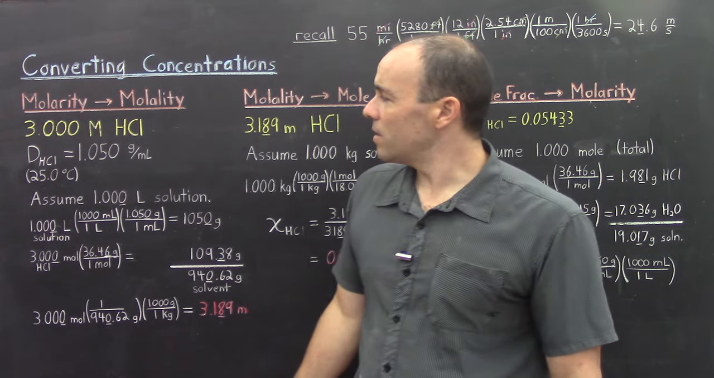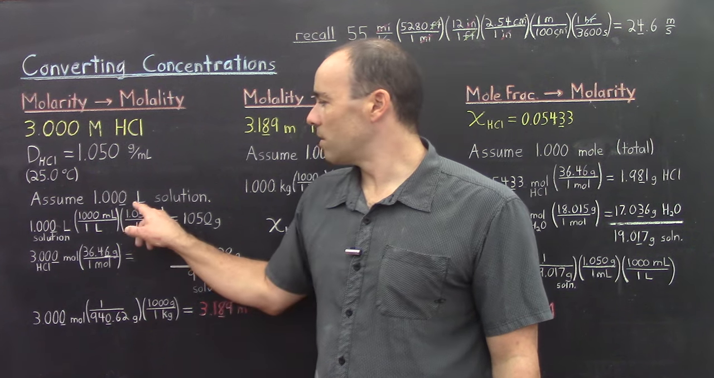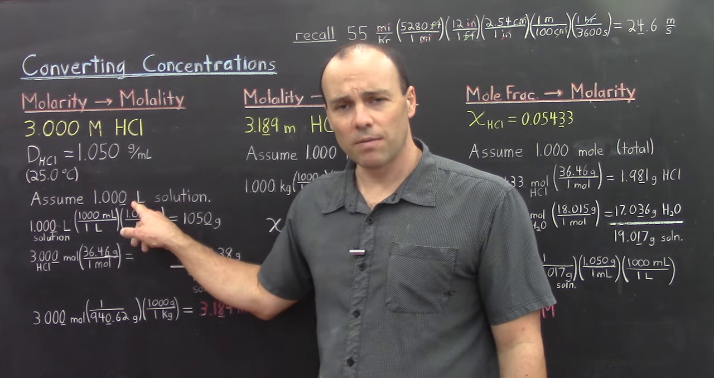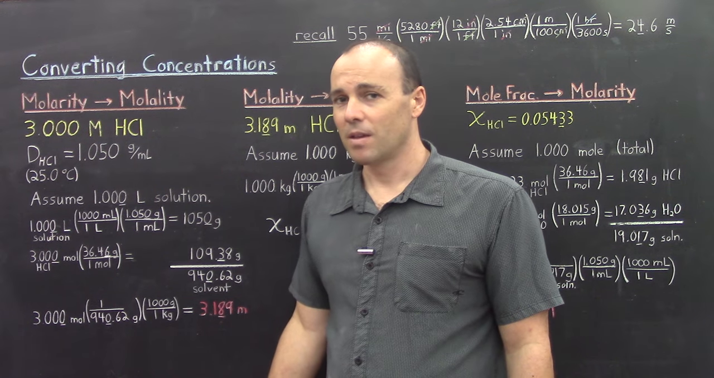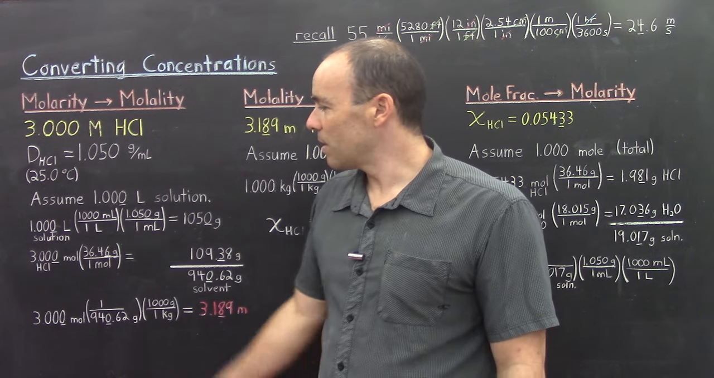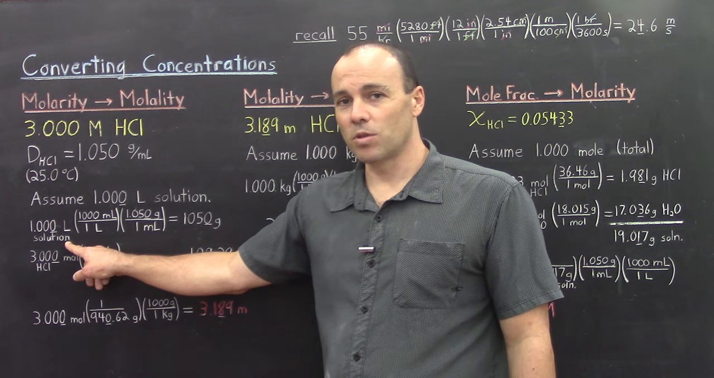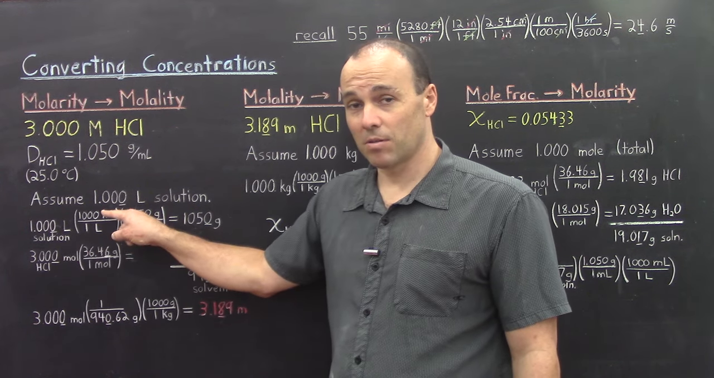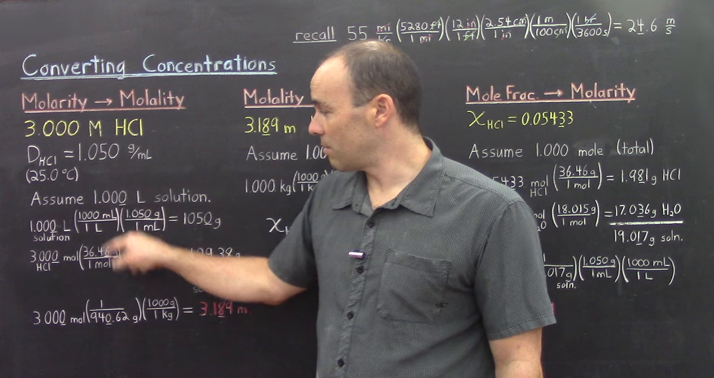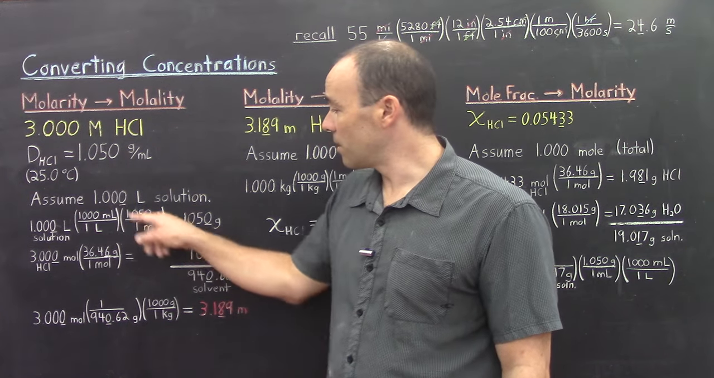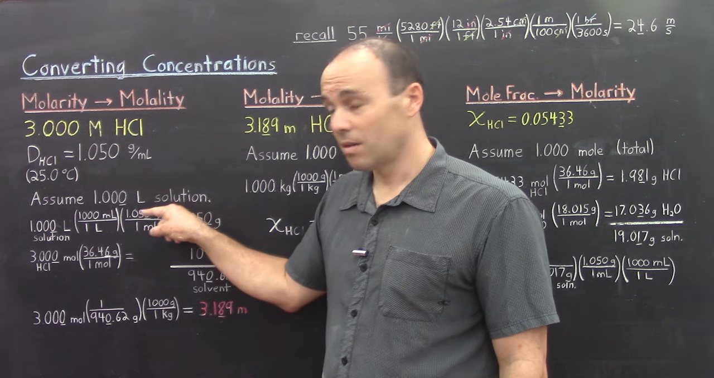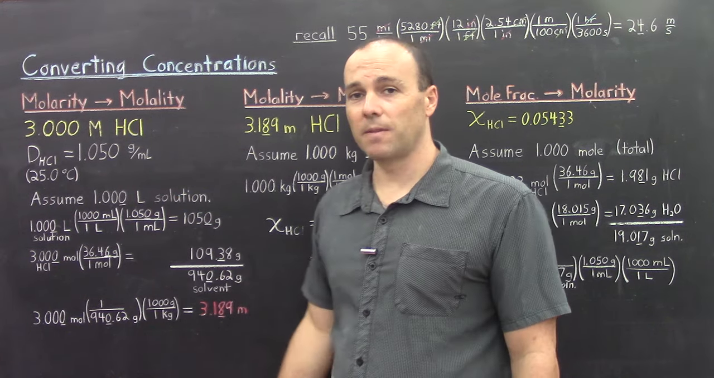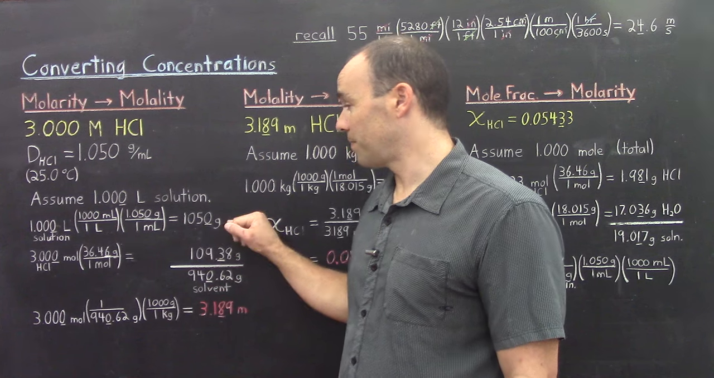But we need to convert 1 liter of solution and figure out how many kilograms of solvent there are. So here's how we do it. We take our 1 liter of solution, convert it to milliliters using that relation, then convert the milliliters to grams using the density, and we end up with 1,050 grams of solution.